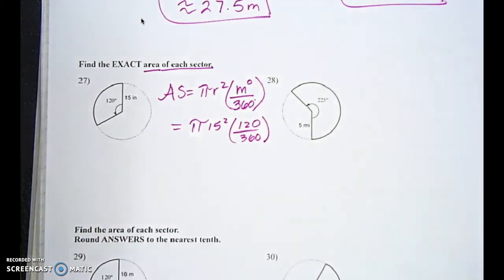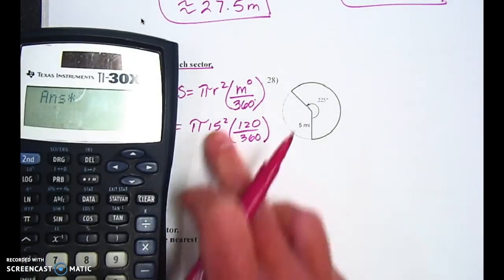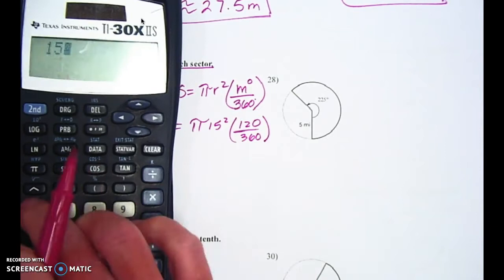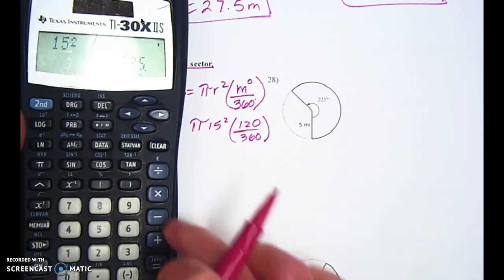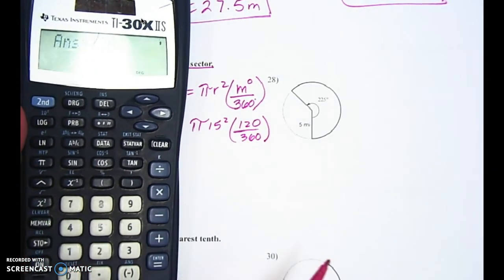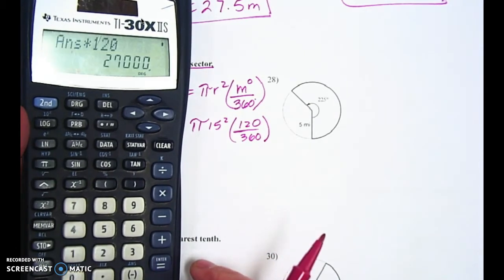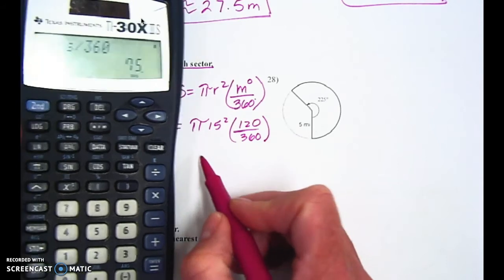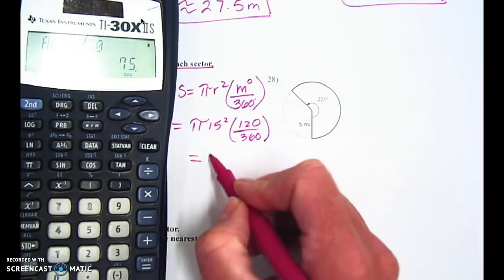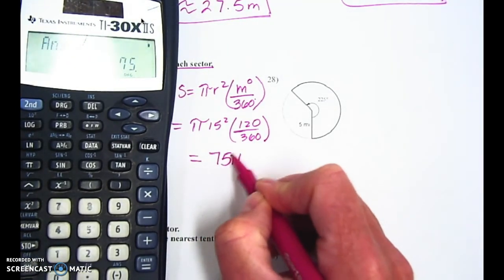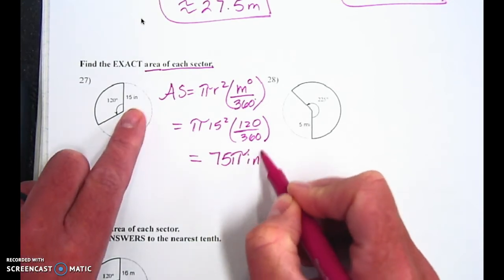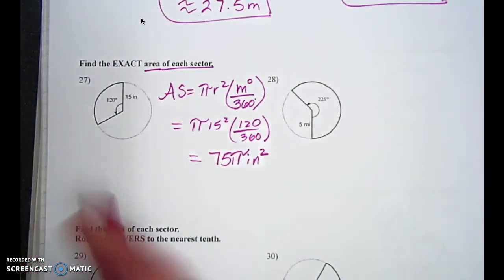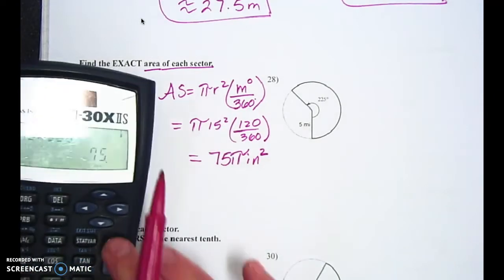So I'm going to type everything into the calculator. 15 squared is 225, multiply that by 120, divide that by 360, and we have 75 pi, and that is in inches squared because it's an area. They just want the exact answer, so we don't have to get a decimal.